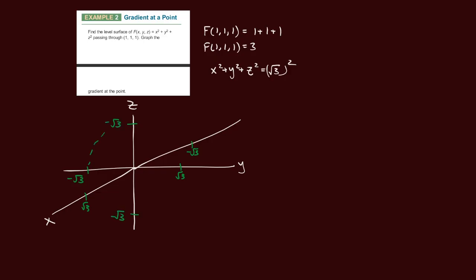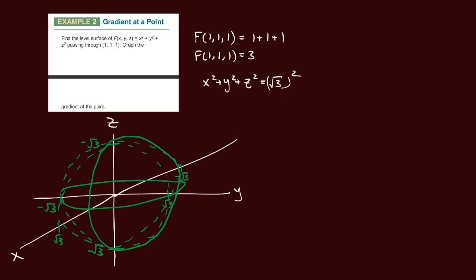Okay, so we have a sphere moving like this. Okay, so just imagine a sphere. Not a pretty good sphere, but just pretend there's a sphere with a radius of square root of 3. Okay, so now we have to graph the gradient at 1, 1, 1.